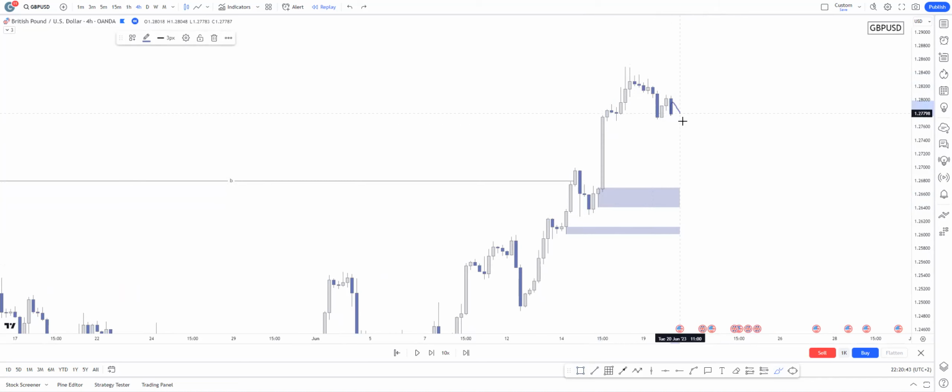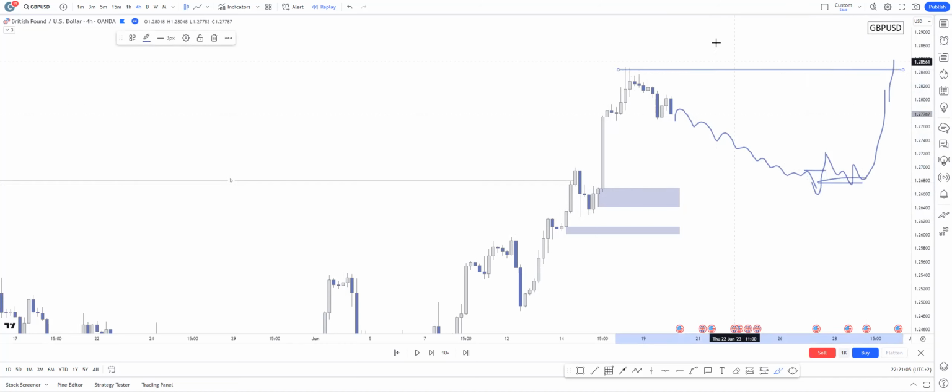And we can safely expect pullback to the downside, and actually it seems like a really good plan. So a slow pullback to the downside, mitigation of this demand area. If the mitigation of this demand area happens, we can wait for 15-minute change of character. If it happens, we can wait for 1-minute confirmations, and we can target this high point, and we can expect the new breakout structure on the higher time frame right here.